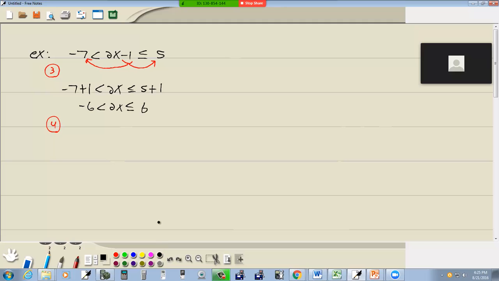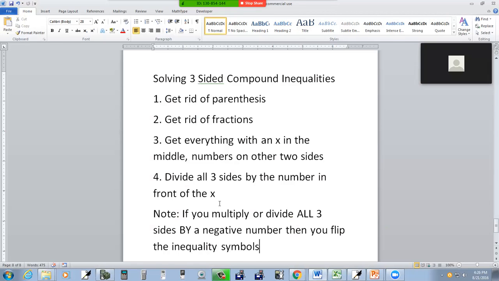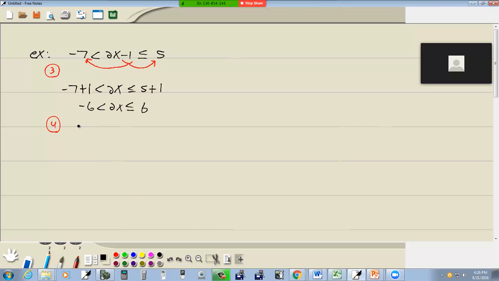Okay, step 4. Divide both sides by the number in front of your x. Or divide all three sides, sorry. Divide all three sides by the number in front of the x. So I'll divide everything by 2. So we end up with negative 3 is less than x is less than or equal to positive 3. Sometimes when you're trying to be random, you think you're being random, but you're not. And see how these both came up as 6?